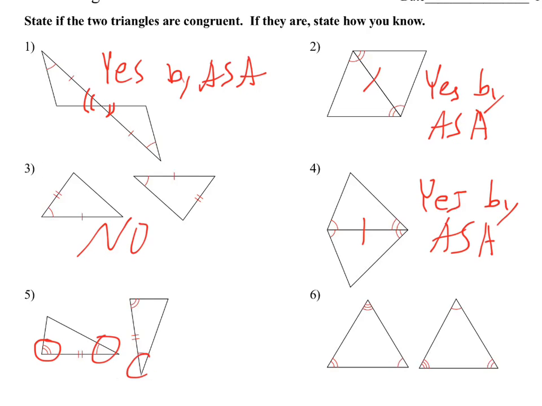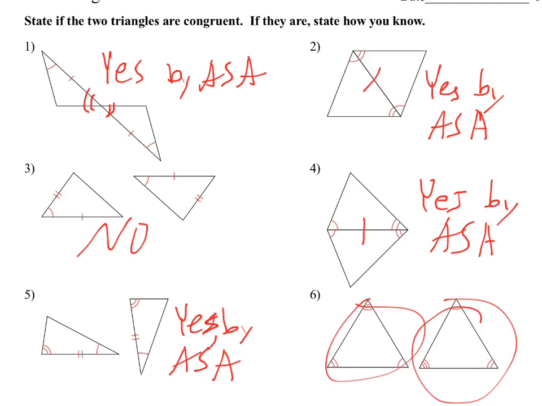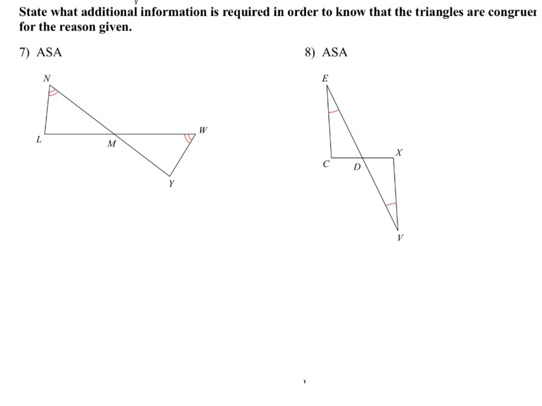On these 2 triangles, we have 2 pairs of matching angles, and the sides between them match. So this is also going to be yes, by angle, side, angle. And then bring us to 6. These are all angles that match. If just the angles match, you have no guarantee of congruence. And then bring us to the next section.